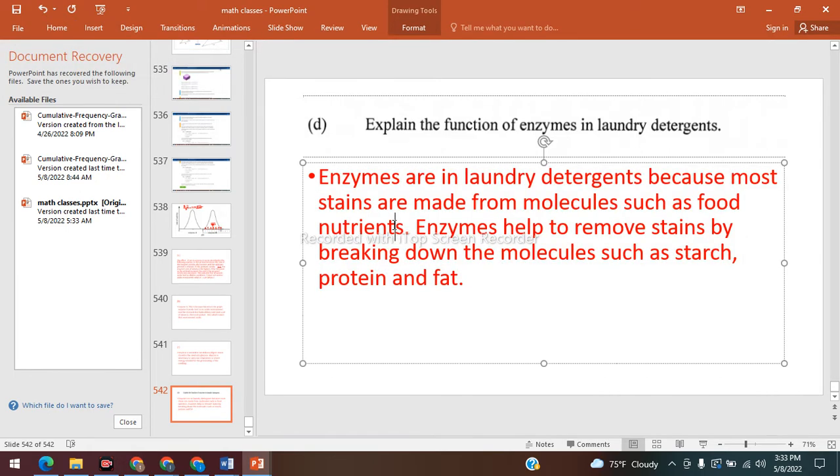Right. So enzymes are in laundry detergent because most stains are made from molecules such as food and drink. Enzymes help to remove stains by breaking down the molecules such as starch, protein, and fat.